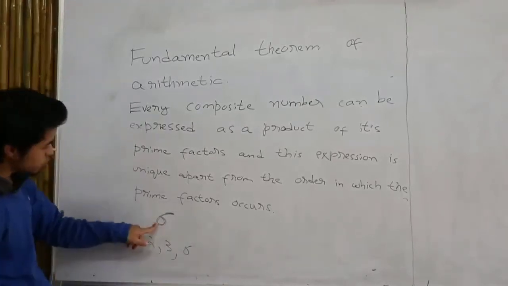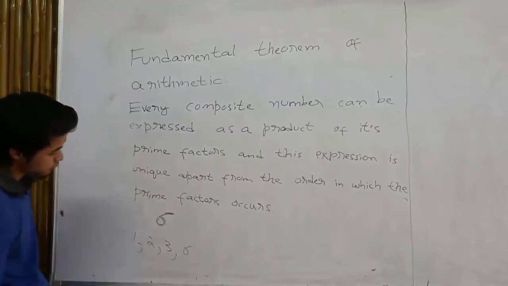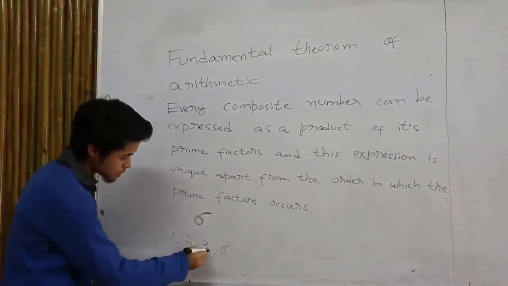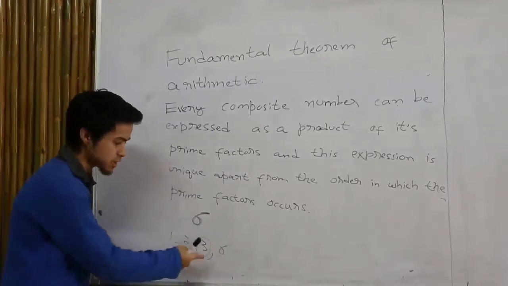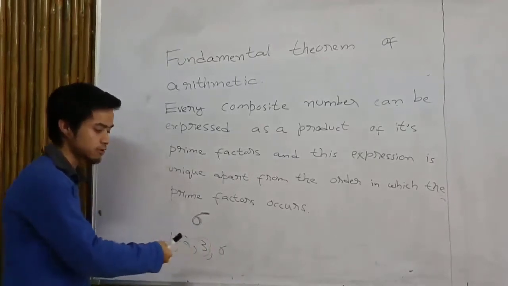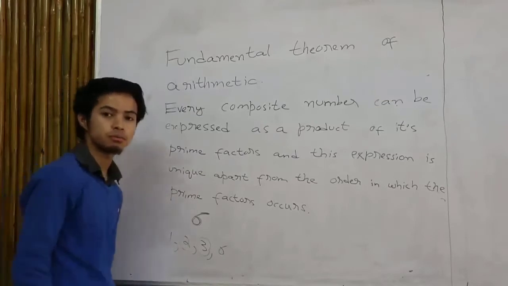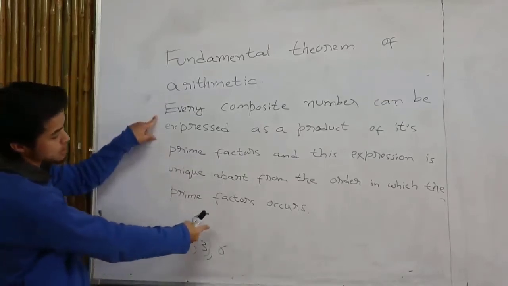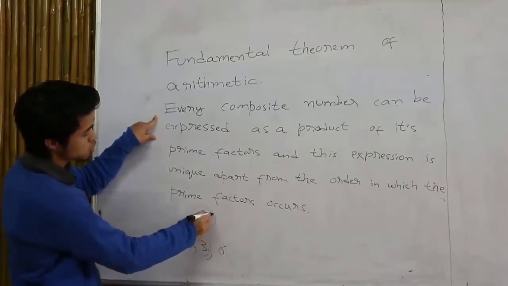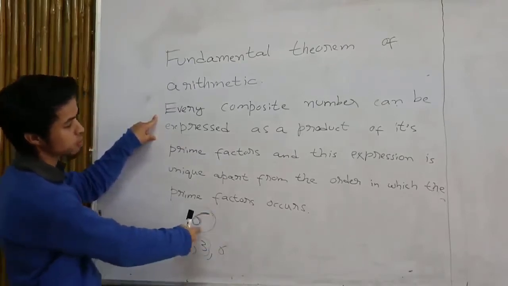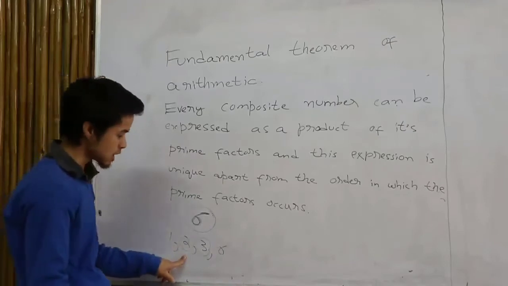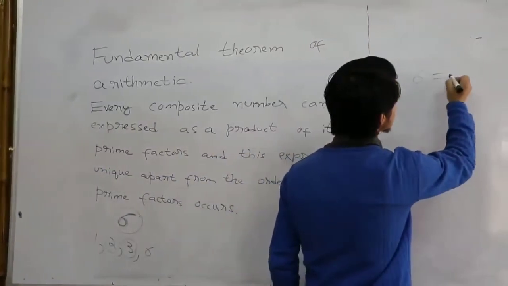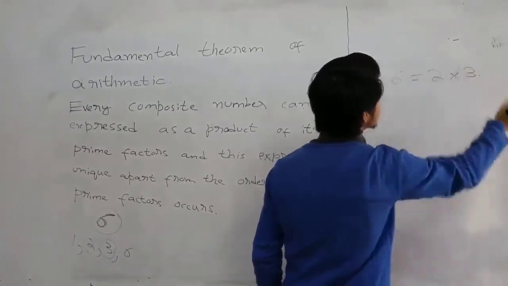We clearly see that 6 has 4 factors, but among these factors only 2 and 3 are prime, because these are also prime numbers. Prime factors are factors, but they should also be prime numbers. So according to this theorem, we should be able to write the composite number 6 as a product of its prime factors, which means as a product of 2 and 3. And we clearly know that 6 can be written as 2 into 3.